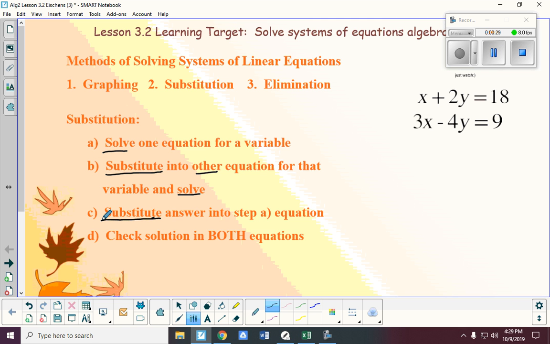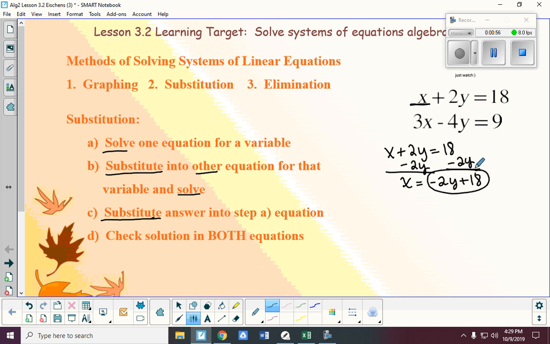So first of all, we have our equations. We want to choose the equation that has a term with a coefficient of 1. So we write x plus 2y equals 18. And we want to get the x by itself. And that's just a one-step problem for us to do that. And what I like to do is circle what x is equal to.